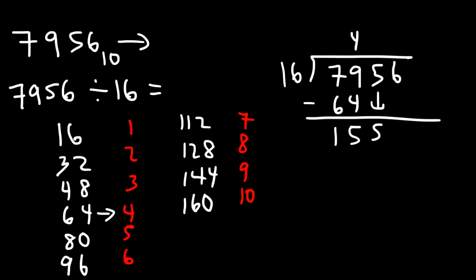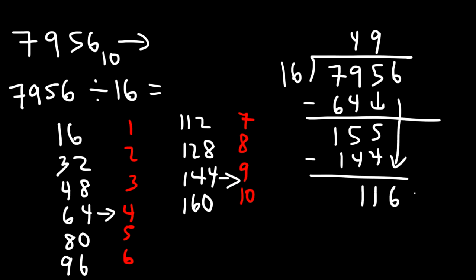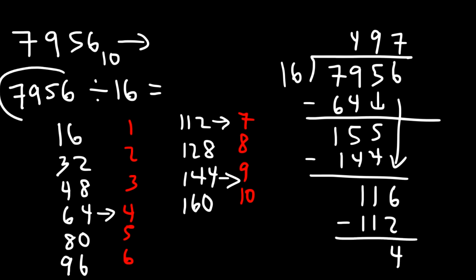Now, 16 goes into 155 9 times. 16 times 9 is 144. And 155 minus 144 is 11. Now, let's bring down the 6. 16 goes into 116 7 times. 16 times 7 is 112, with a remainder of 4. So we could say that 7,956 divided by 16 is 497, remainder 4.